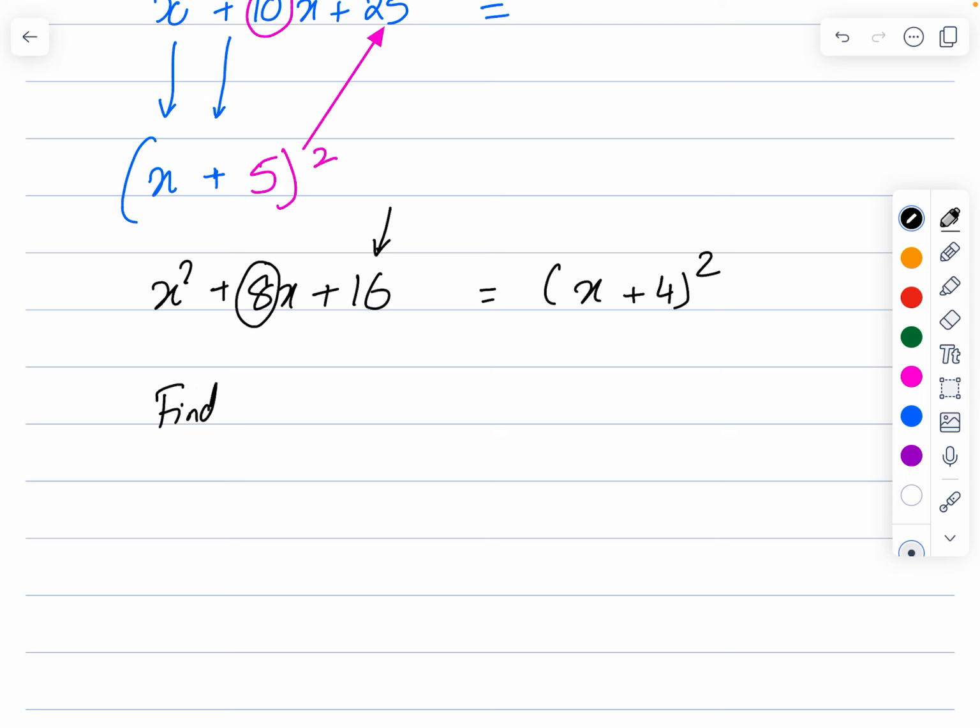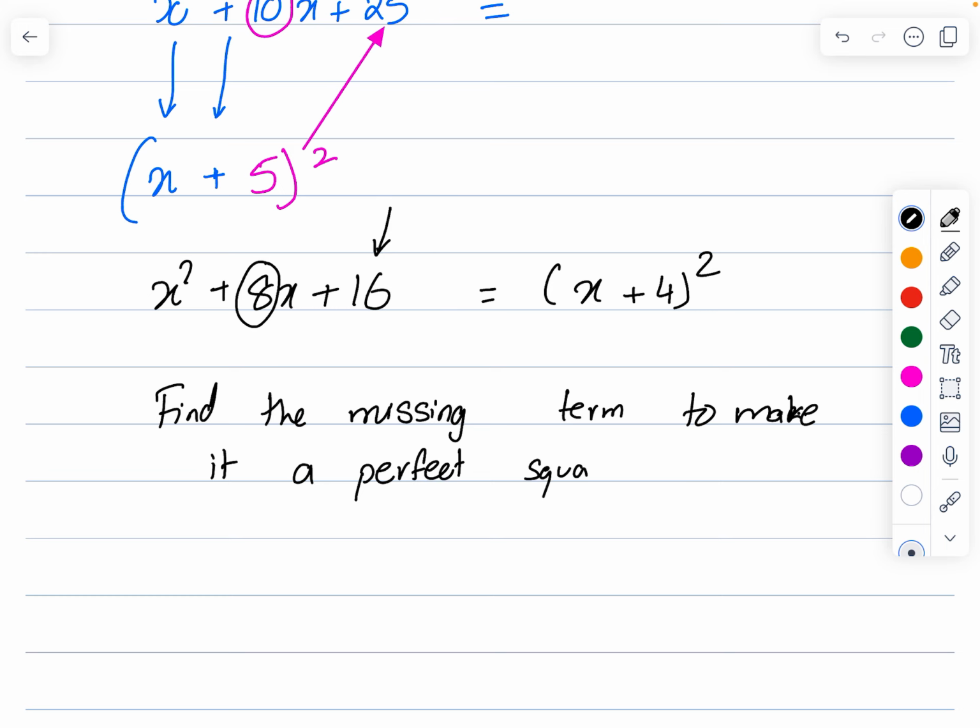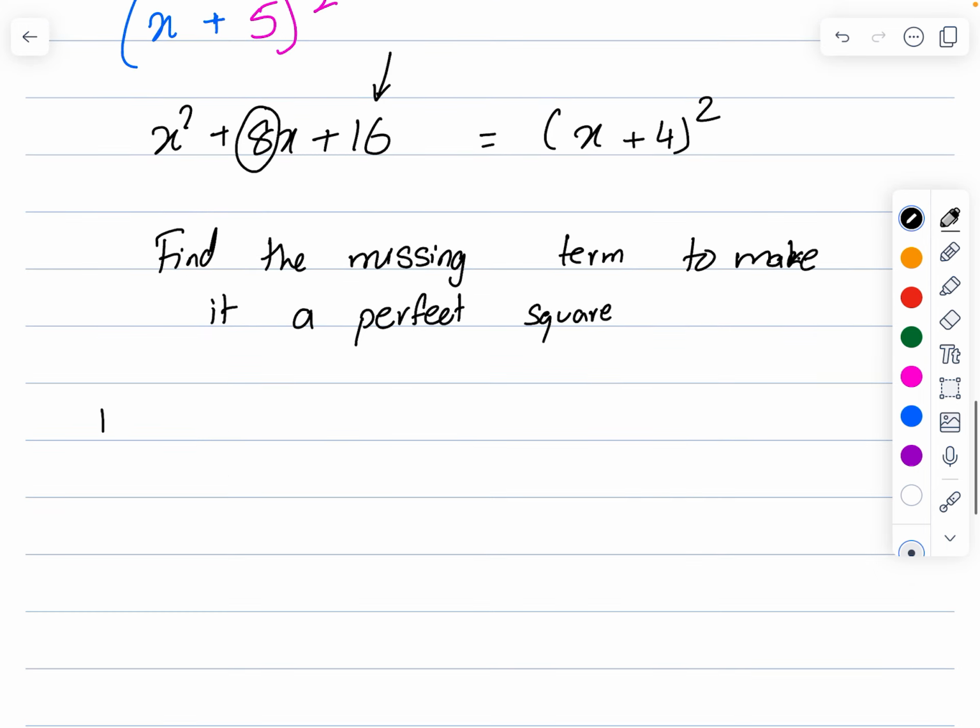So the question will be: find the missing term. These are all concepts useful for doing the main exam questions, so first of all, we are concentrating on the concepts in this video. Find the missing term to make it a perfect square. How should I be doing it? For example, the question looks like this: x² + 12x + blank.